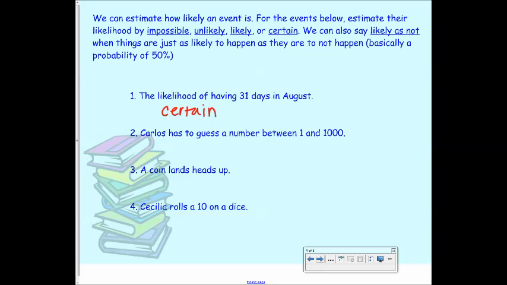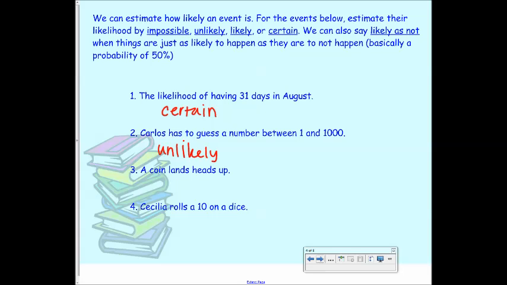Okay. What about Carlos has to guess a number between 1 and 1,000? What's the likelihood that he'll get it? Unlikely. Uncertain. Not uncertain, but unlikely. Why is that unlikely? That's a big number. It's not impossible, but there's a lot of choices there, right? So the likelihood that he'll get it on the first try is pretty low. So we would say unlikely. All right.